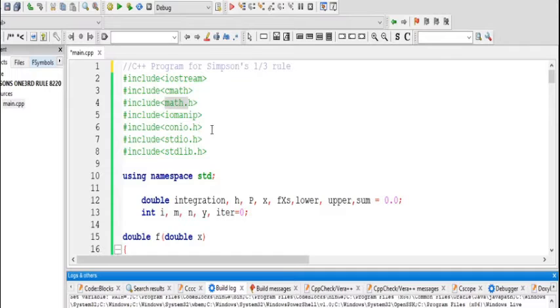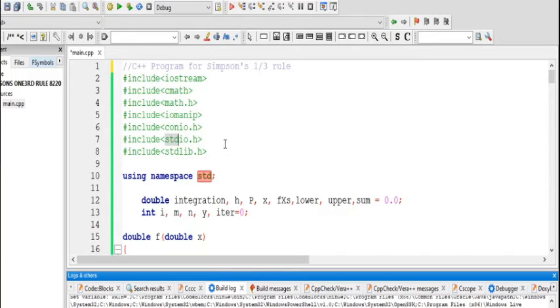Conio.h is a header file used mostly by MS-DOS compilers to provide console input and output, which includes clrscr, getch, and return.